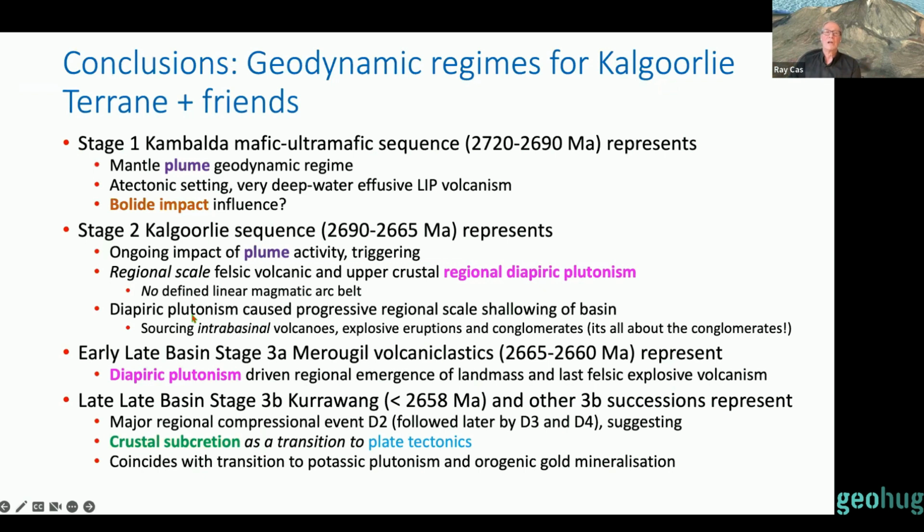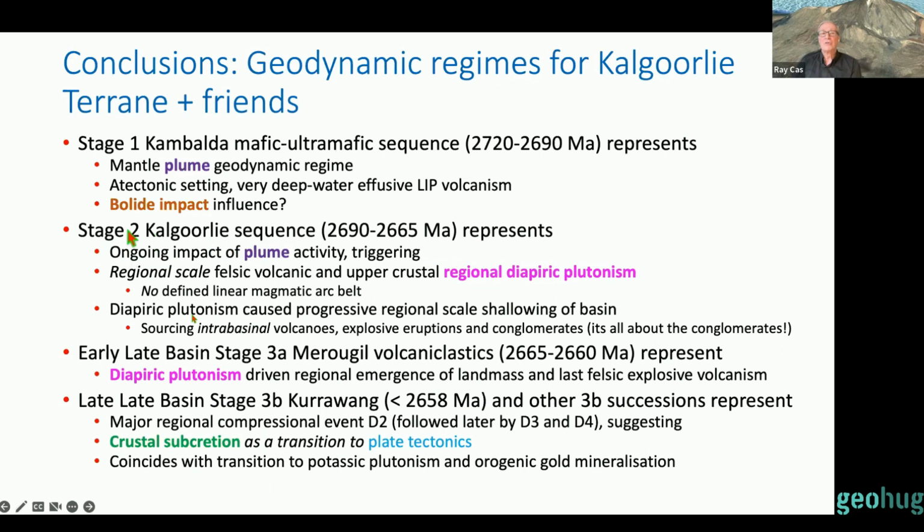So in conclusion, getting back close to home where we started, the stage 1 Kambalda mafic and ultramafic sequence certainly can be documented as a record of a mantle plume geodynamic regime. There was certainly no compressional tectonics at that time. There may have been slight extension, although I don't see a great deal of evidence for extension, or it was simply an atectonic setting, nothing much happening. And of course, there is the possibility that that was all triggered by a bolide impact. So that's a possibility there.